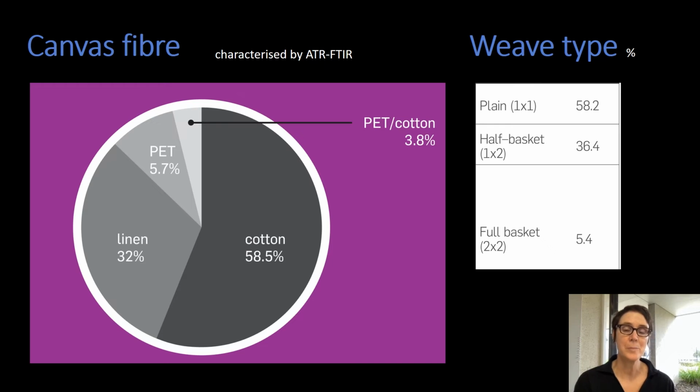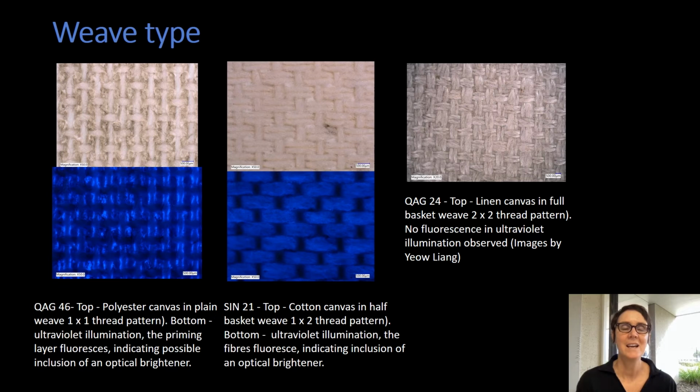25% of cotton samples had a thread count of 10 by 30 threads per centimetre. Otherwise, thread counts varied. And here are some examples of different weave types under both visible light and ultraviolet illumination. Hopefully you can see clearly the different weave patterns. And you can also see in 2 of these samples the presence of optical brighteners under ultraviolet illumination.